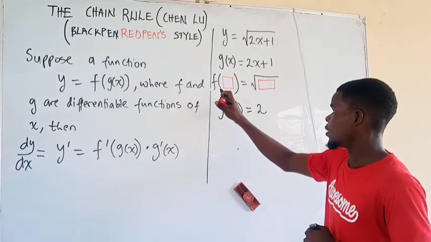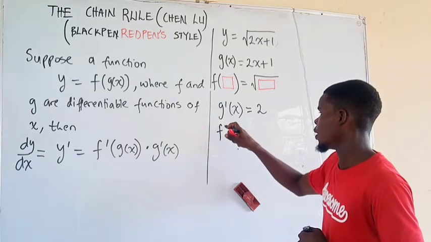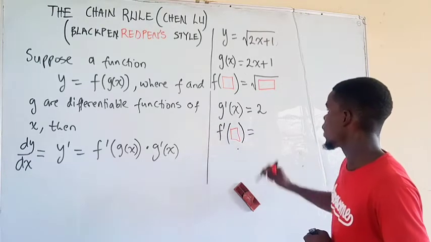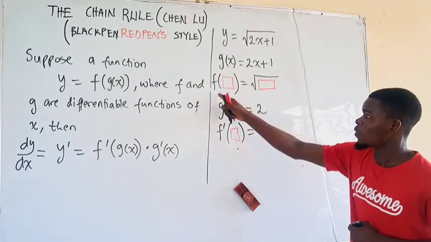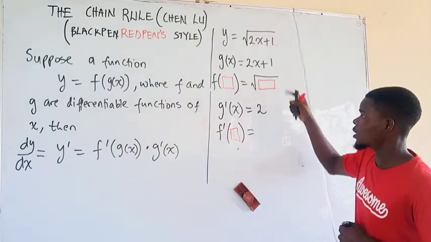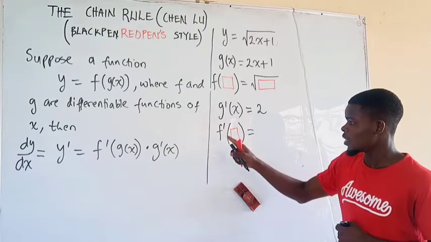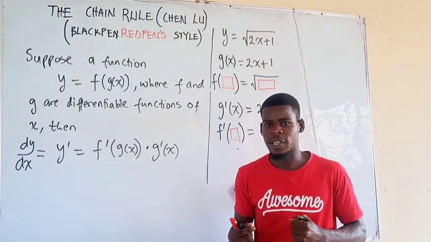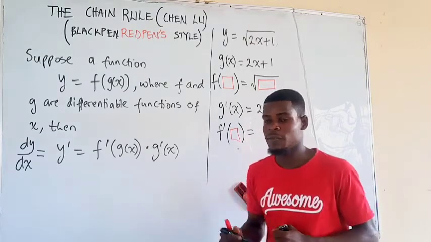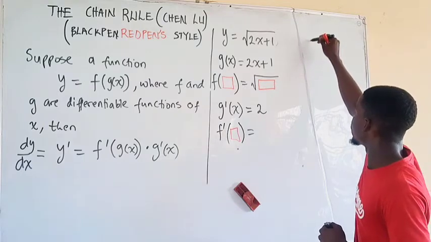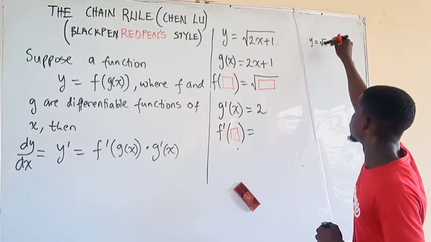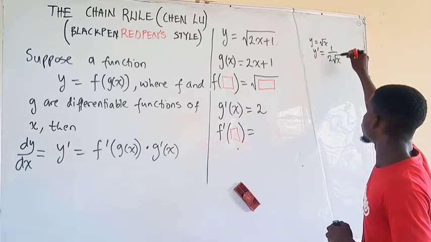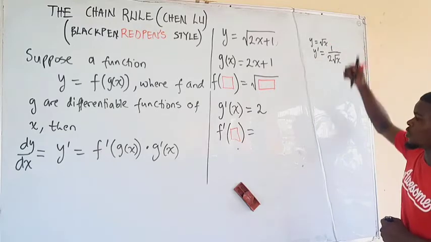And now let's go ahead and differentiate this function here, f prime of a box. Good. And now we have f of something to be the square root of that thing. To differentiate f prime of that thing, we need to know how to differentiate the square root of something. For example, let's say square root of x. If we have y is the square root of x, then the derivative of y with respect to x will be 1 over 2 times the square root of x, just by using the power rule.